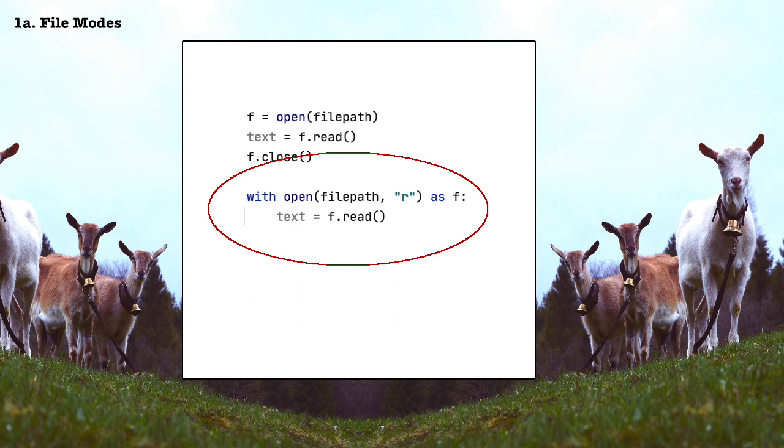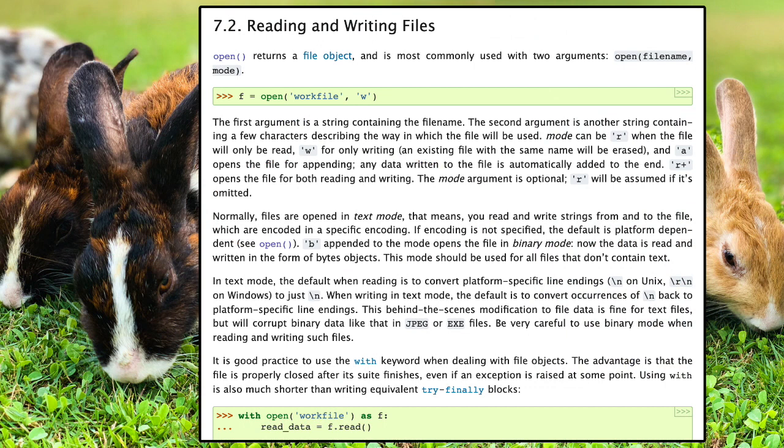The other one is the one I prefer: with open(file path, mode), where the mode is r, w, a, something like that, as f, the file pointer. And then you use the file pointer to read the file, and whatever is read is saved in text. Simple, right? Usually I find official documentation boring, but the official Python documentation is really good. Here's what they have to say.